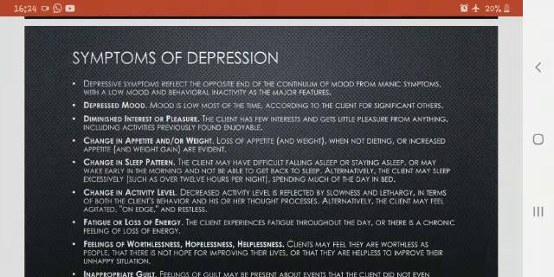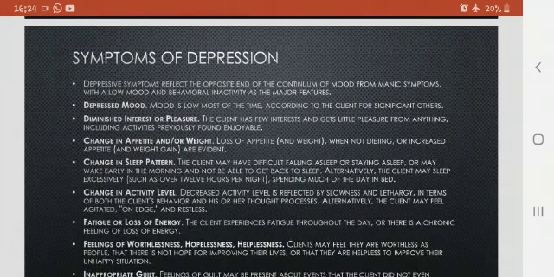So next one is the change in sleep pattern. The client may have difficulty falling asleep or staying asleep, or may wake early in the morning and not be able to get back to sleep. Alternatively, the client may sleep excessively, such as over 12 hours per night, spending much of the day in bed.